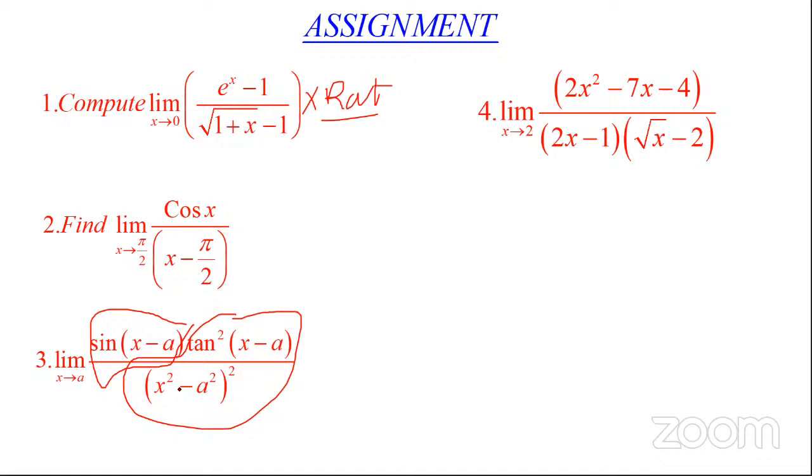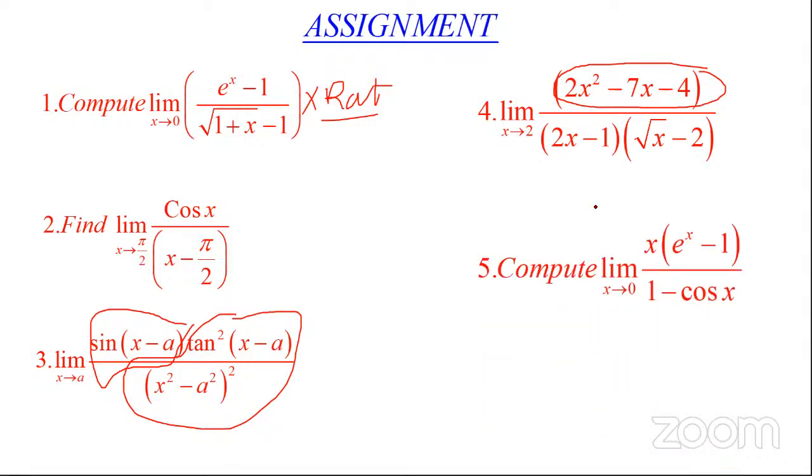Limit as x tends to 2 of 2x square minus 7x minus 4 by 2x minus 1 root x minus 1. Just split this term, then one value will cancel and you will get the answer. Okay, 2 into 4 is there, 7, then split the value.